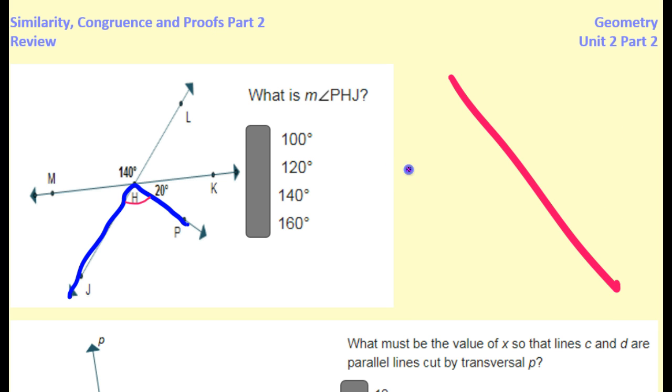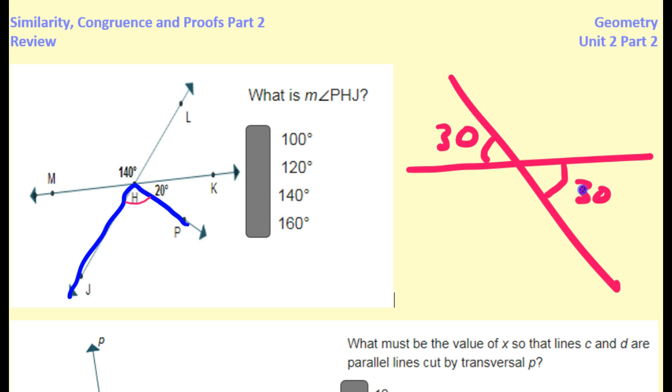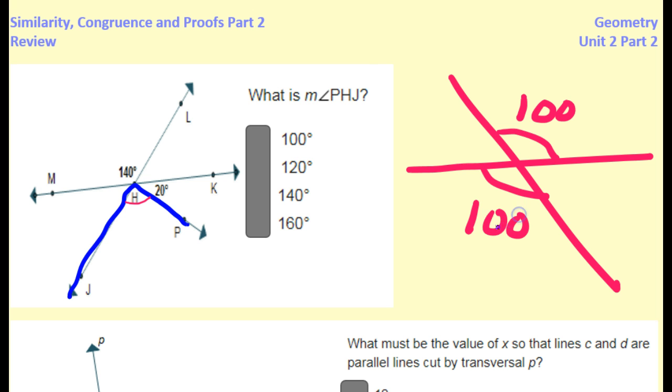When you have intersecting lines like this, it creates pairs of angles called vertical angles. So these angles that are across from each other are vertical angles, and they are always equal. So if this was 30 degrees, this would be 30 degrees. Okay, at the same time, the other pair of angles, these are also vertical angles. So if this was 100 degrees, this would also be 100 degrees because vertical angles are equal.